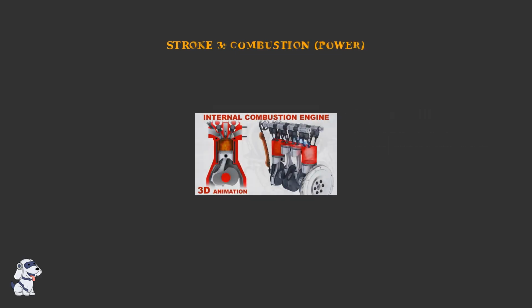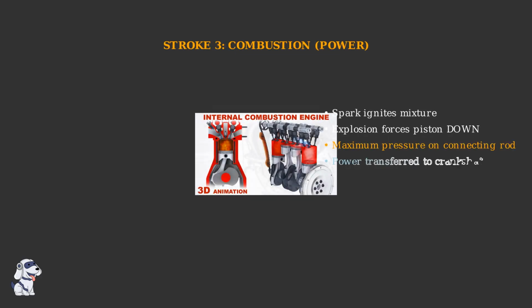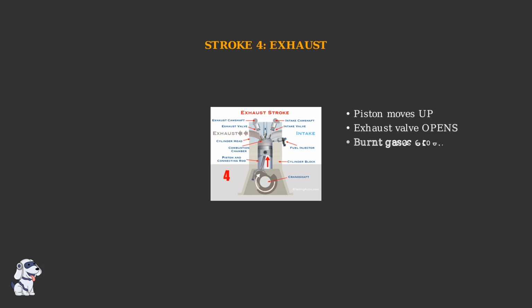The combustion stroke is where power is generated. The spark plug ignites the compressed mixture, creating an explosion that forces the piston down. The connecting rod transfers this powerful downward force to rotate the crankshaft. Finally, the exhaust stroke clears the cylinder of burnt gases. The connecting rod again pushes the piston upward, forcing the exhaust gases out through the open exhaust valve.